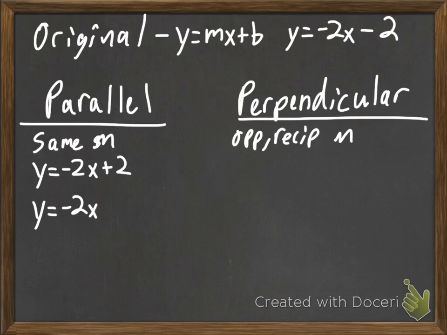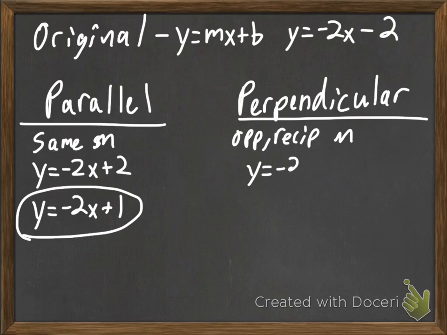Because if we were to put the same constant here, they wouldn't be parallel. They'd be the same line. They'd intersect everywhere. So let's change this to something that's not the original. It can be anything you want. I'm just going to go plus 1. So here's our parallel line to our original.